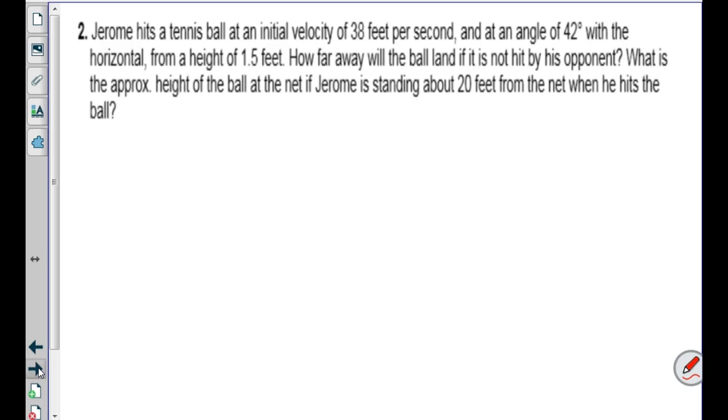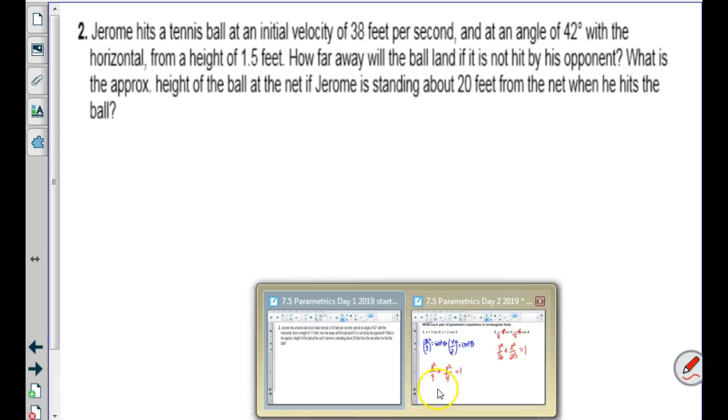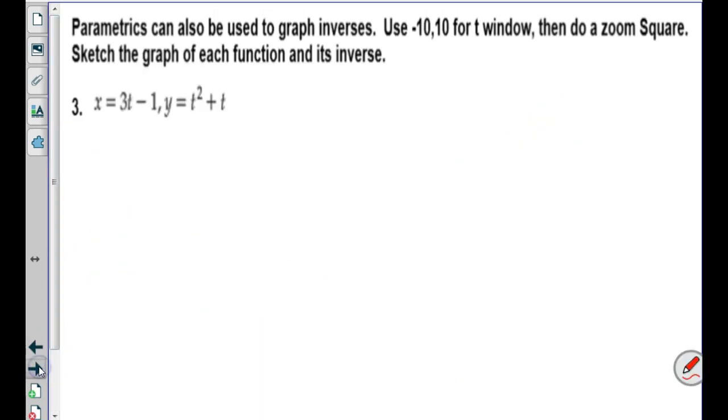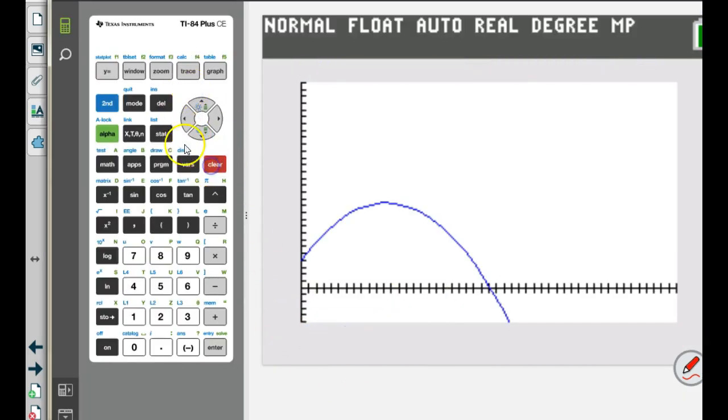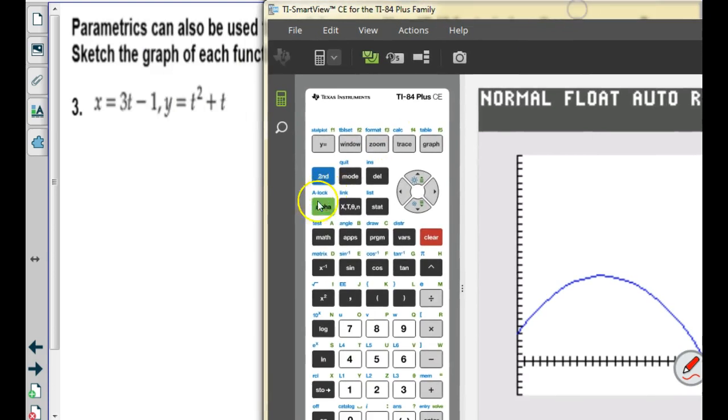This is another question like this. And then I want to go back to the other worksheet, just check if I need to do something different here. Oh, this is about inverses. This is a kind of cool thing you can do with parametrics as well. Go to your calculator and type this question in from worksheet 14. Is this on A still?